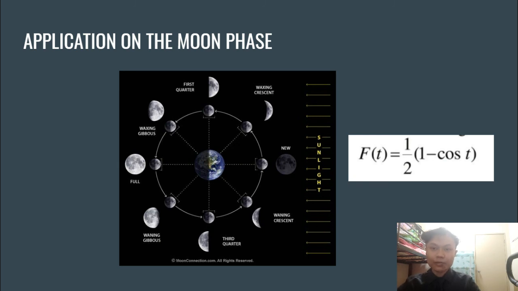For example, replace t with 0 in the formula, it becomes 1/2 times 1 minus cos 0. We will get the answer 0. That means the moon is in the new phase. If we replace t with pi/2, we will get the answer 1/2, which means the moon is in the first quarter phase.